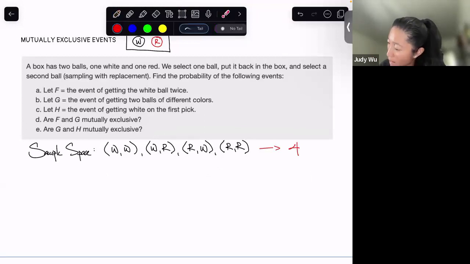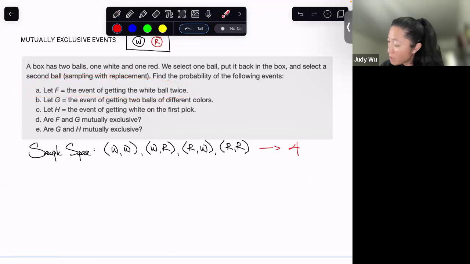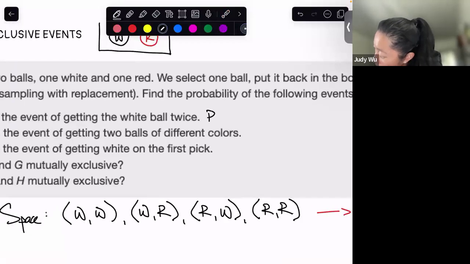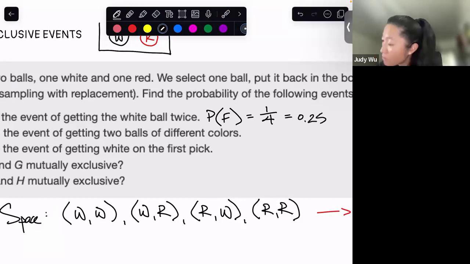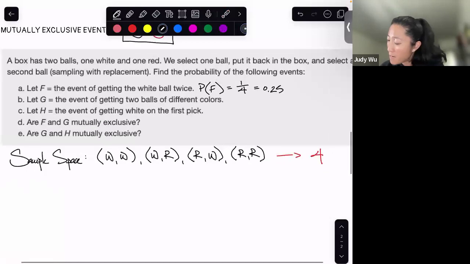All right, so back to A. Let F equal the event of getting the white ball twice. In my sample space of 4 things, only one of the times do I get a white ball twice. What that means is that the probability of F is 1 in 4, or we might say 0.25.